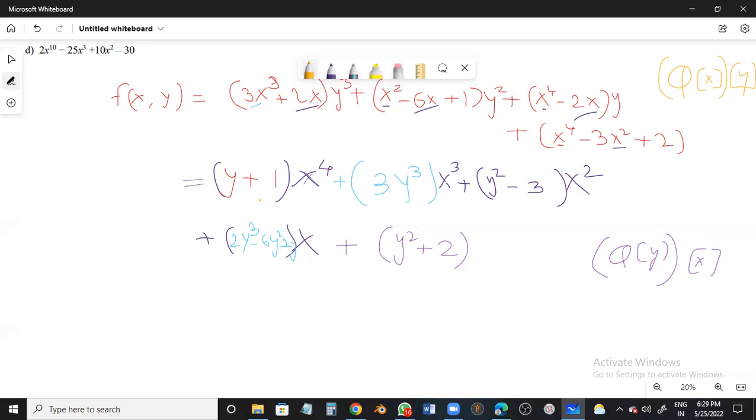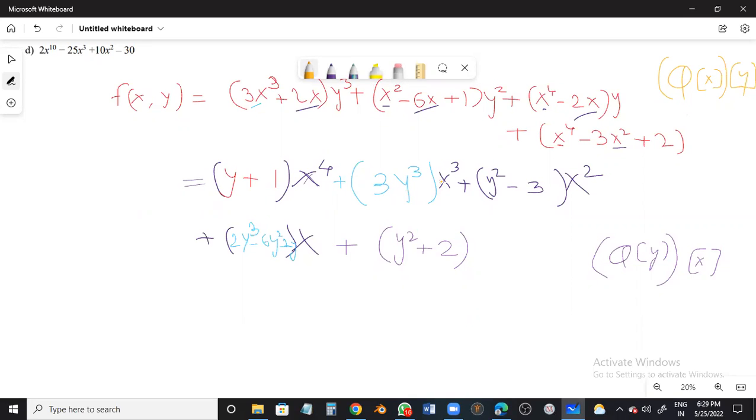And this we could do. Why? Because in case of rational numbers, multiplication is commutative. So we could do so. Because x raised to 4 into y, here we are writing as y into x raised to 4. Why could we do so? Because in rational numbers, multiplication is commutative.